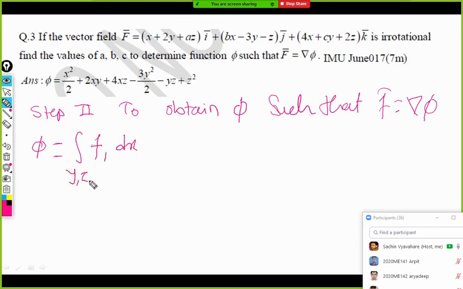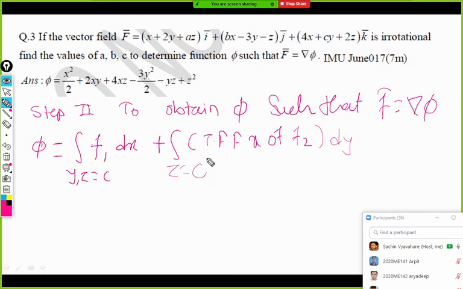Integration of f1 dx, treating yz as a constant, plus integration of terms free from x of f2 dy, treating z as a constant, plus integration of terms free from x and y of f3 dz. Okay, so here z is a constant and here yz is a constant.